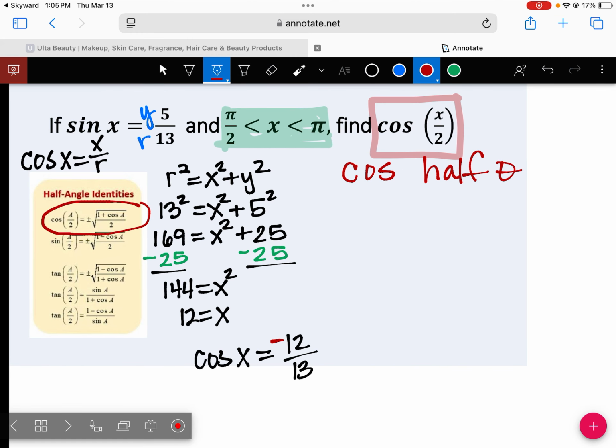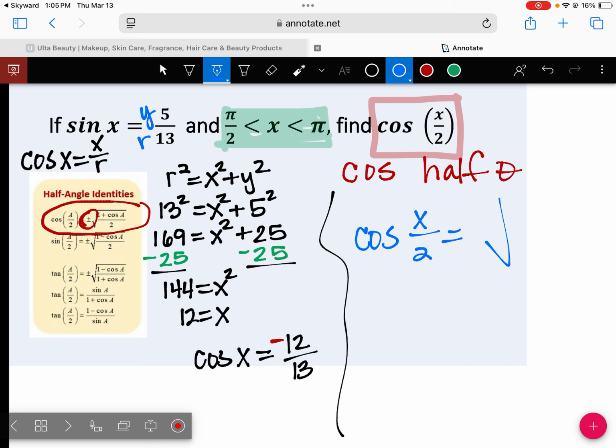All right, so now we're ready. We know we're in quadrant 2, so that means I'm going to start with a negative. So my cosine half angle, I have my square root, I have a negative. My identity says 1 plus the cosine, which is negative 12 over 13, and that's all divided by 2.